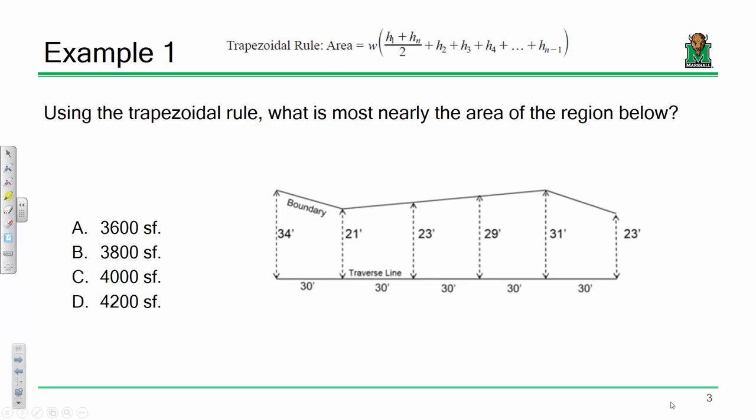So here's our formula, and this is pretty straightforward. If you want to determine the area, all you have to do is take the width, and this width is just that, this 30-foot width. So you take the 30 feet, and you multiply it by the following. You take this height plus this height over 2, and then you just add each of these others. We'll call these H1, H2, H3, H4, H5, H6. So this is going to be 34 foot plus 23 foot over 2, plus 21 foot plus 23 foot plus 29 foot plus 31 foot. That's it.